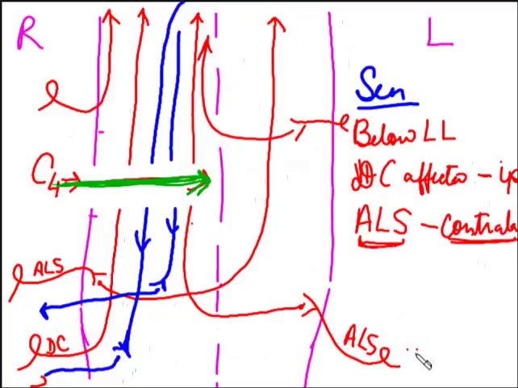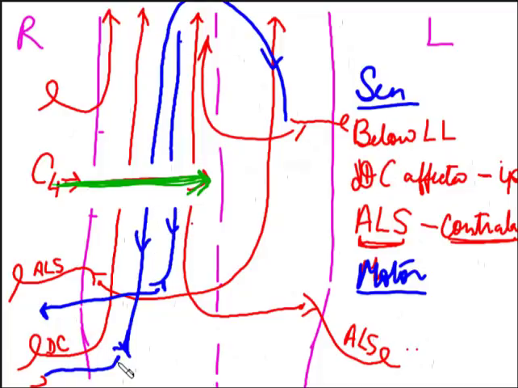Now let's see the motor loss. The motor loss is which fibers are affected. See, these fibers which are on this side traveling down, they are fine. It's these fibers which are coming down, and we'll call these the corticospinal fibers. So you can see that these corticospinal fibers have already crossed, so they are already on this side and they are going to the cells of this side.